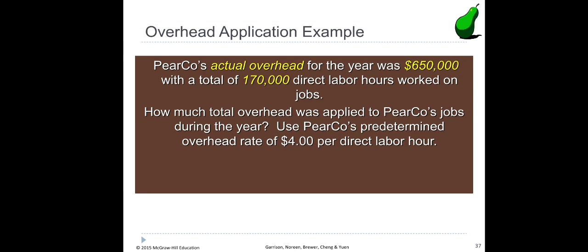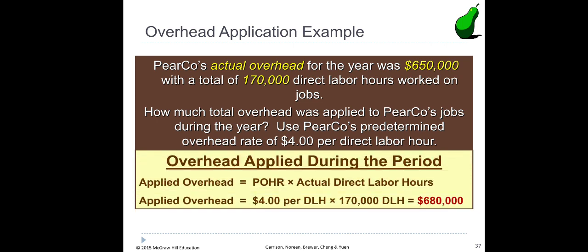Okay, let's see. This is a scenario or example. Best company's actual overhead for the year was 650,000, with a total of 170,000 direct labor hours worked on jobs. How much total overhead was applied to the company's jobs during the year? Use the company's predetermined overhead rate of $4 per direct labor hour. So in this data, the actual overhead cost was 650,000.